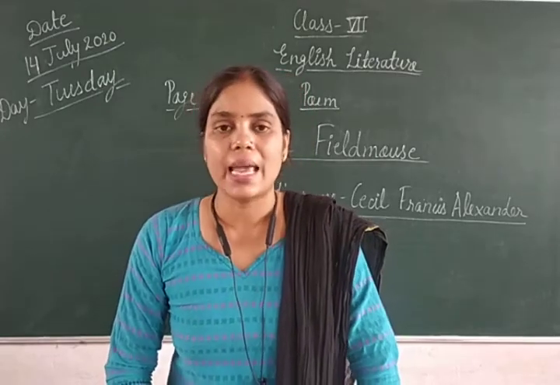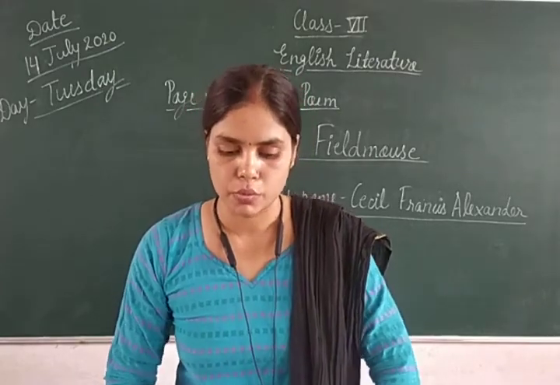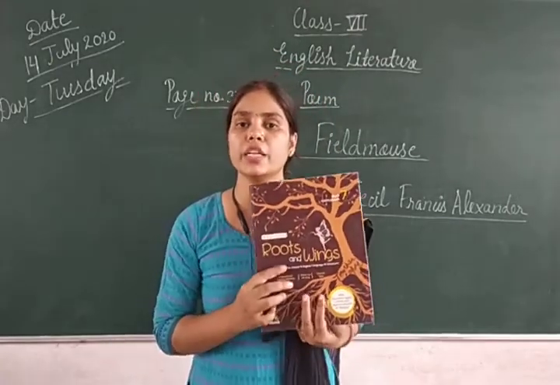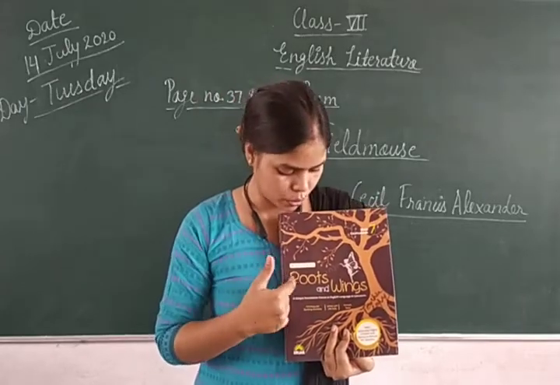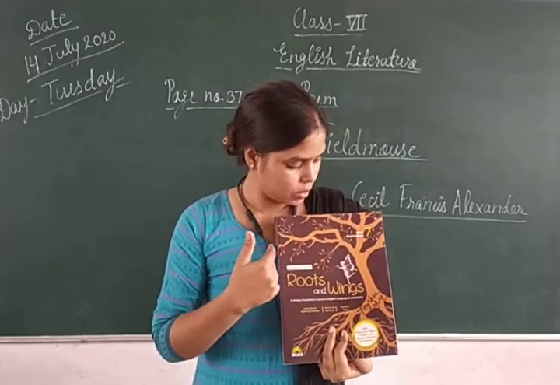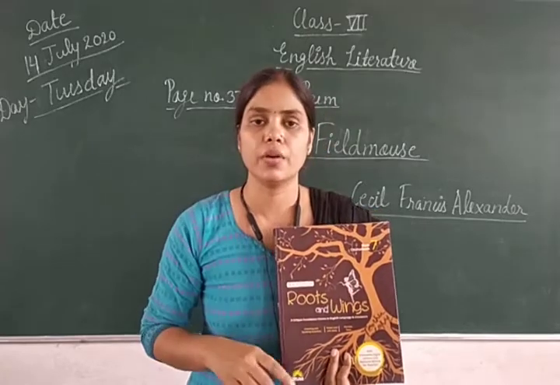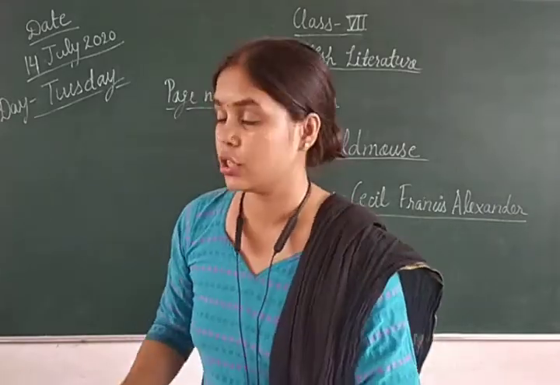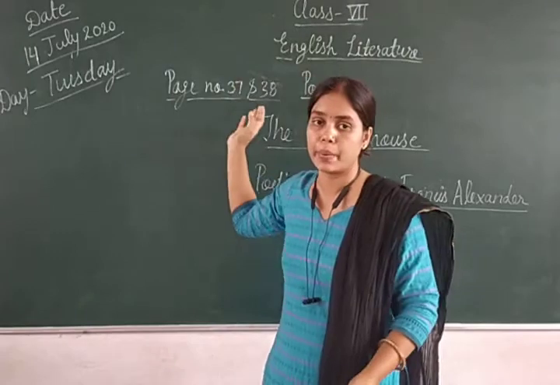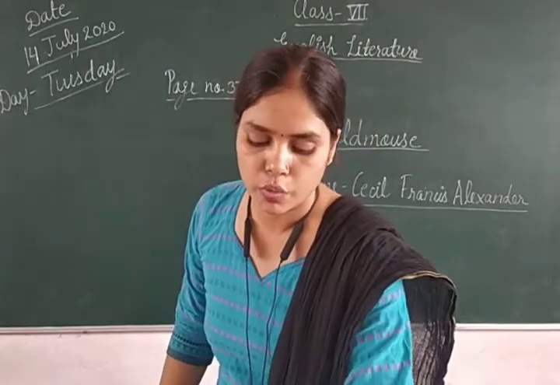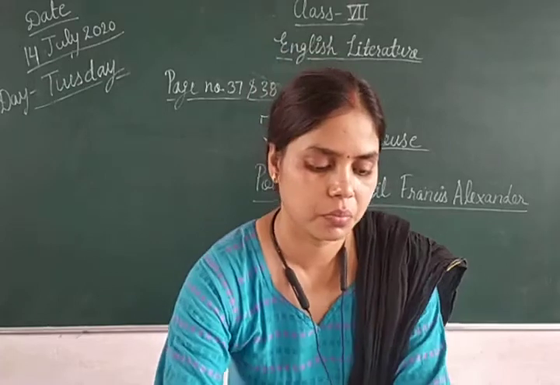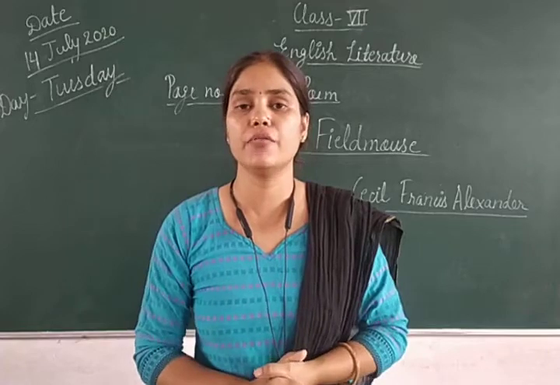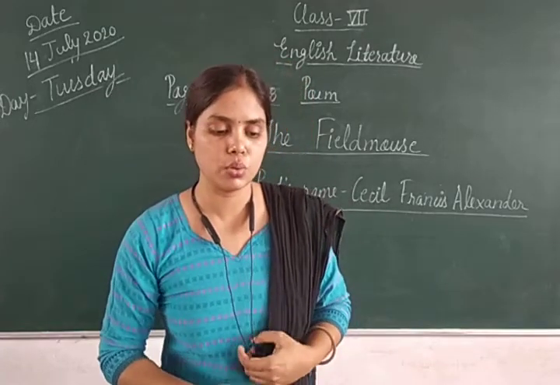So today we will do the exercise related to this poem. This is the book you have to open. This is your English textbook, Roots and Wings, the main course book for 7th class. We'll do the exercise as I have written on the board, page number 37 and 38. So move on to page number 38. I hope you have done your homework, whatever I gave you yesterday. So today we will do the exercise.